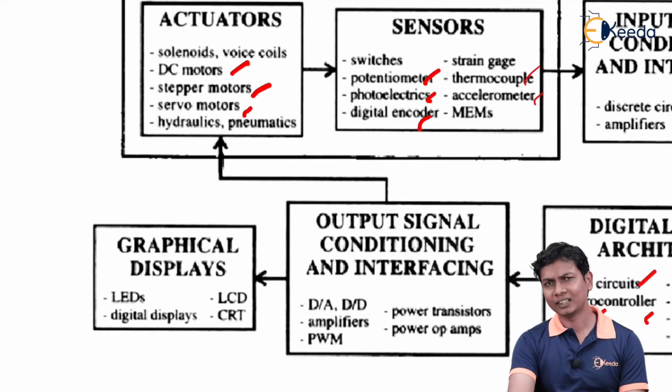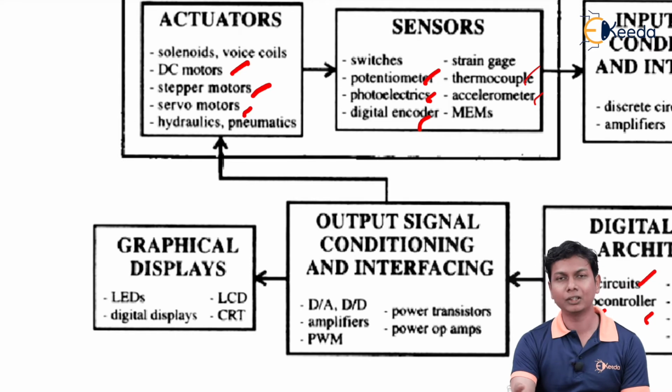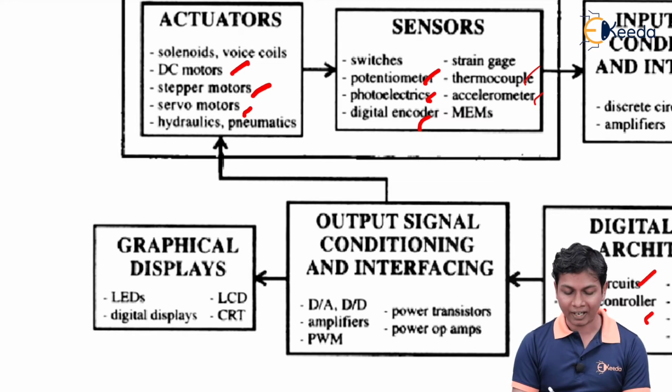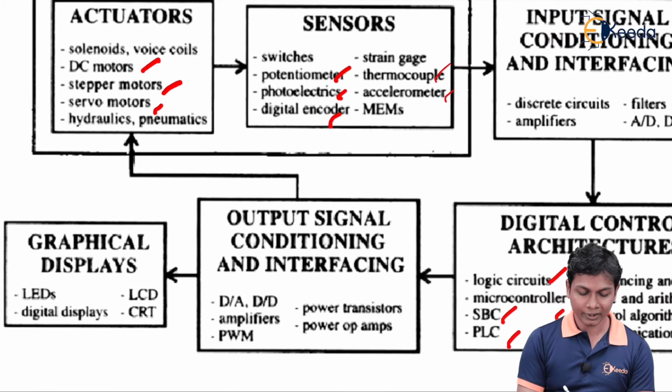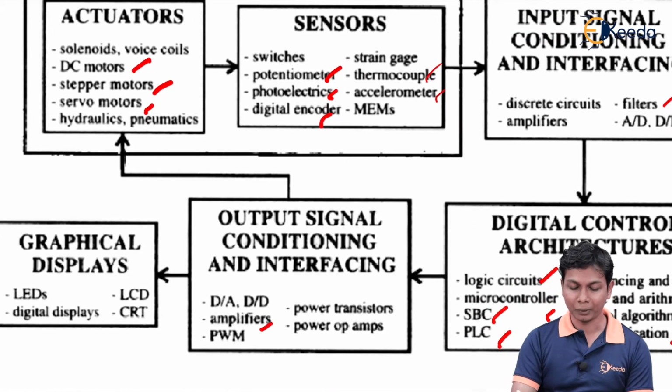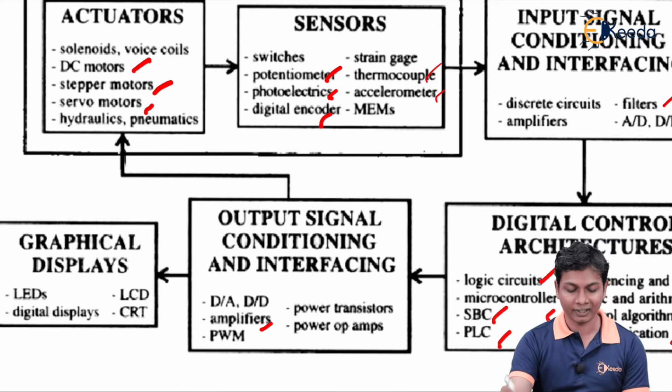Now whatever signal is coming from the digital control architecture is again passed to the output signal conditioning and interfacing, where amplifier, pulse width modulators, power transistor and power op-amp are also used. Now the question arises: here there is an amplifier, and in the input signal conditioning there is also an amplifier.